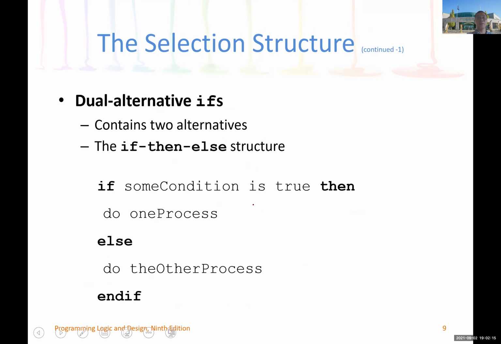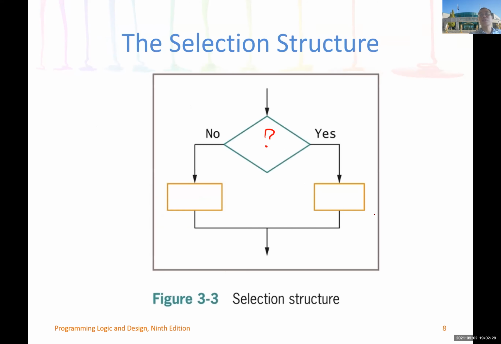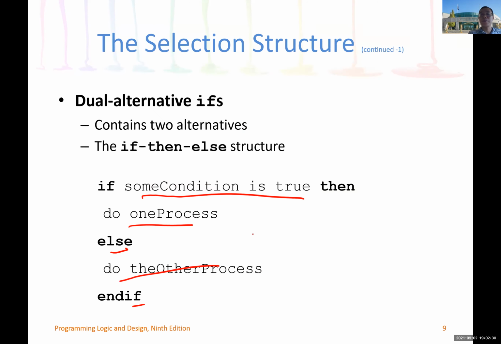In the dual alternative, if the condition is true, do something. Else, that means not true, that means false, do the other thing. That is the dual alternative. You break it down into two branches. And you also have a single alternative.